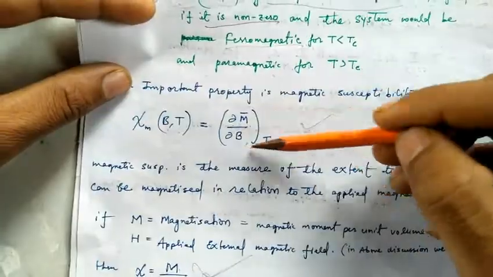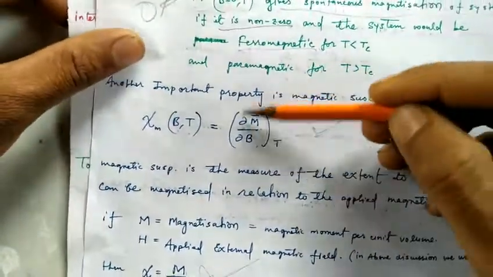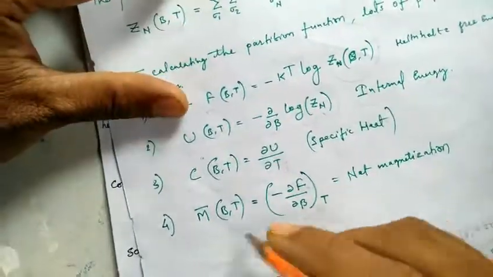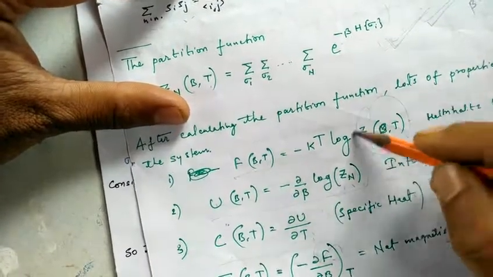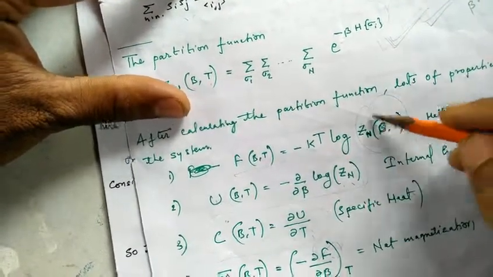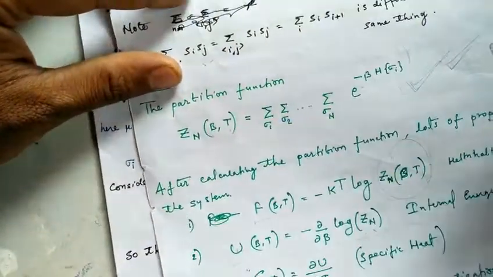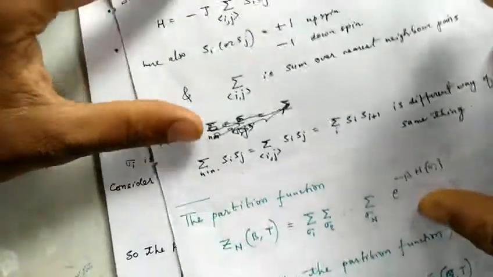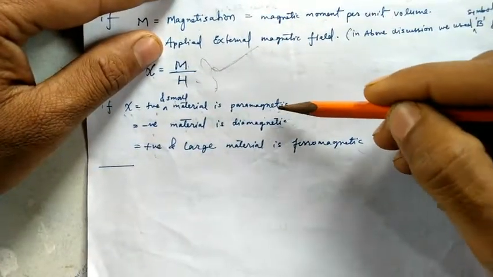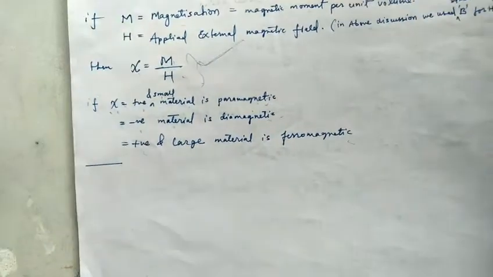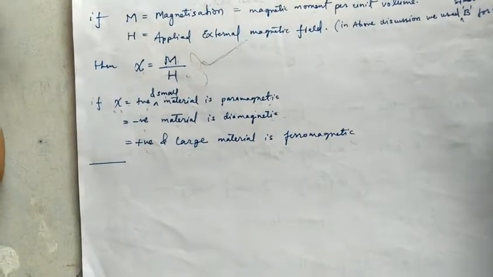This susceptibility is calculated using magnetization, and this magnetization M is calculated using the free energy F. This free energy F is calculated using the partition function. This partition function is calculated using the Hamiltonian H. This Hamiltonian comes from the Ising model. So that means this phase transition, paramagnetic, diamagnetic, ferromagnetic, is explained with the help of the Ising model.